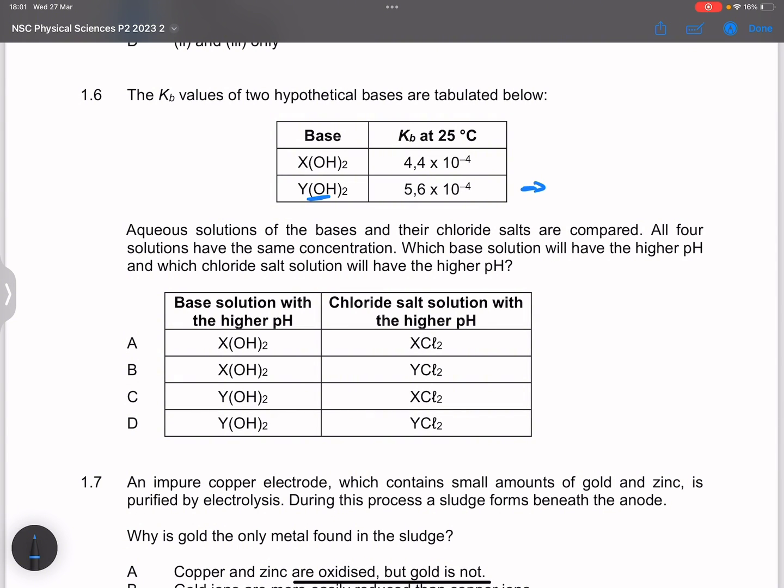Now they say to us, aqueous solutions of bases and their chloride salts are compared. All four solutions have the same concentration. Which base solution will have a higher pH and which chloride solution will have a higher pH? All right, now if I look at that, definitely this one, Y, will have a higher pH. So the answer is between C and D, right? But now as a chloride, so what happens in that case? It means that Y would be able to also dissociate very easily as well, right? So I would actually choose D as my answer.